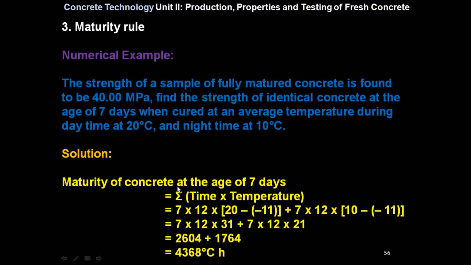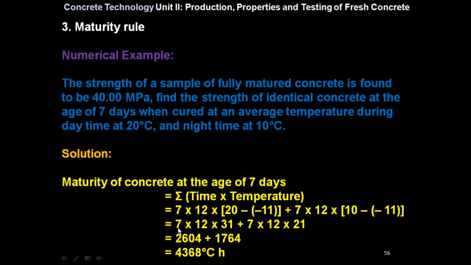Maturity of concrete at the age of 7 days is equal to the summation of time multiplied by the temperature. So that is equal to 7, this is the 7 days we have to calculate, multiplied by 12 hours, multiplied by 20, this is the daytime temperature, minus 11. This is the datum temperature, which is the average of minus 12 and minus 10. Plus, because of summation, 7 days multiplied by 12 hours multiplied by 10, this is the night temperature of 10 degrees Celsius, minus 11.